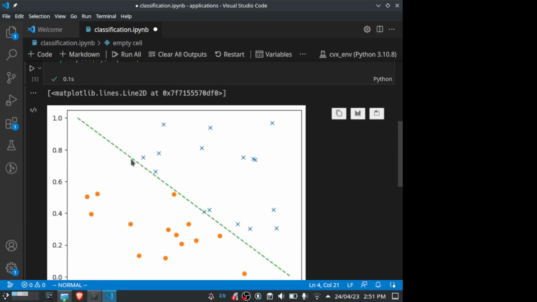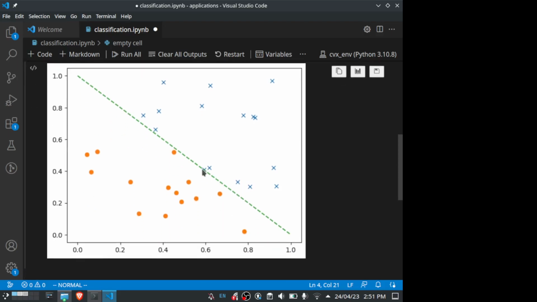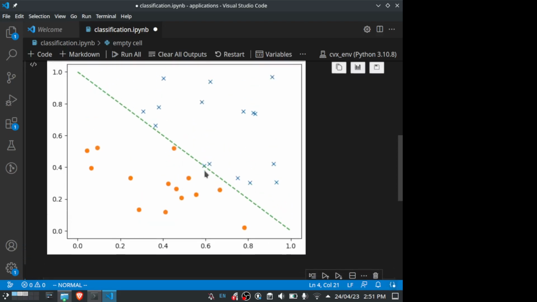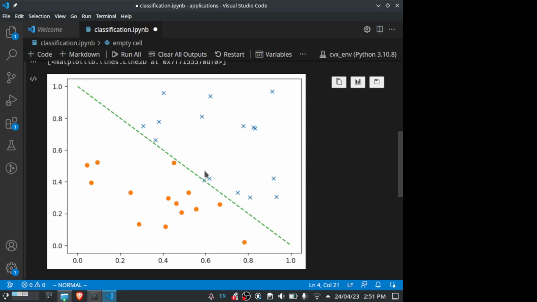So this is the true split, and there's one point almost on the line. All right, so this is the set of points that we have. Our goal is to find out what the maximum margin linear classifier is.